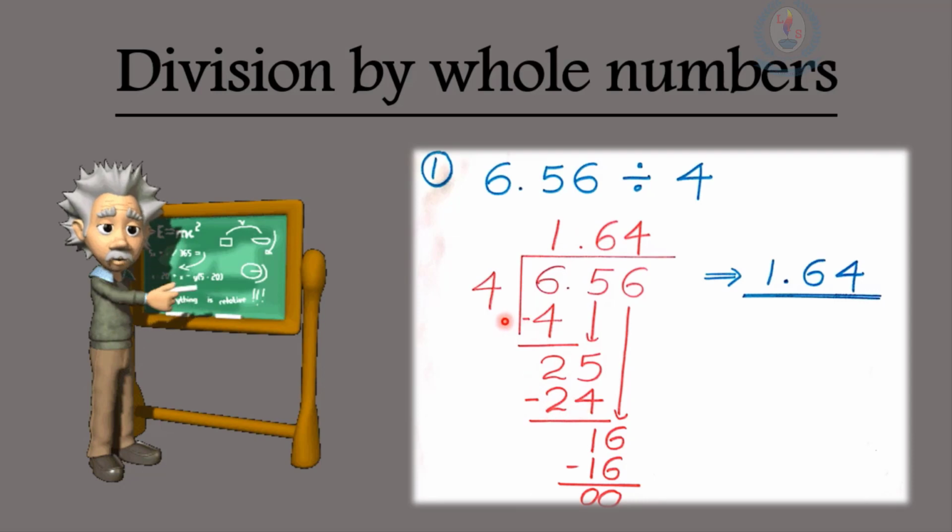Right, then 4 times 6, 24. 25 minus 24, 1. Then we have to take the 6 down. Then 4 times 4 means 16. Then 16 minus 16, 0 remainder. Right, then the answer is 1.64. This is the way of dividing a decimal by a whole number.